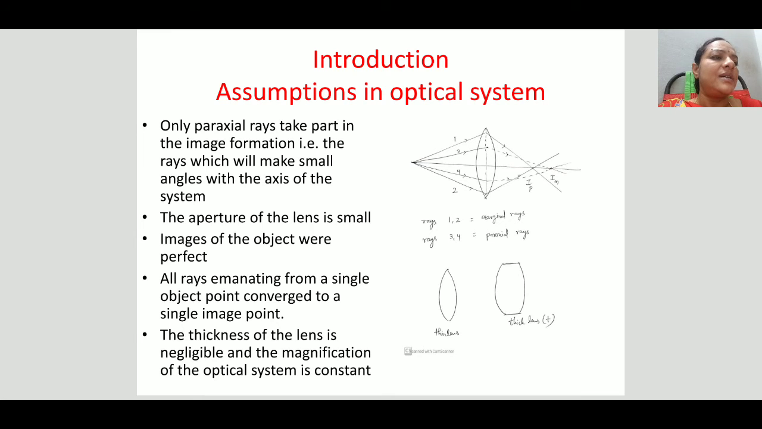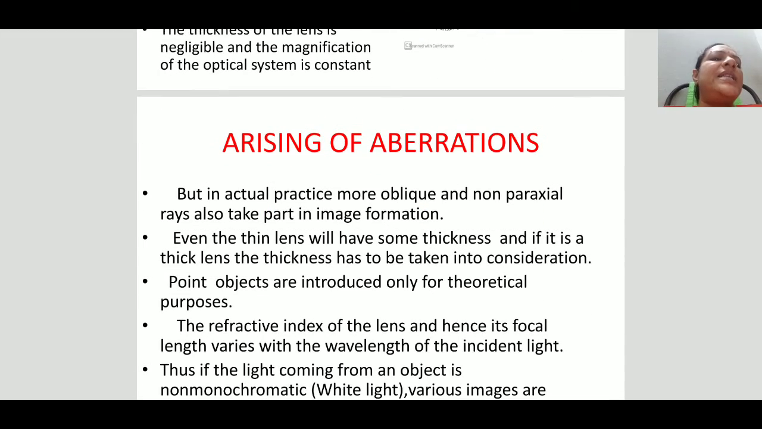So we can't get a 100% perfect image, because when we consider an optical system, some assumptions are made. That is, only paraxial rays take part in the image formation, the aperture of a lens is small, and all rays coming from a single object point converge to a single image point. Similarly, the thickness we have not considered. That means we consider thin lens and thick lens as both the same, but this is not true in all cases. For that reason we get the aberrations.